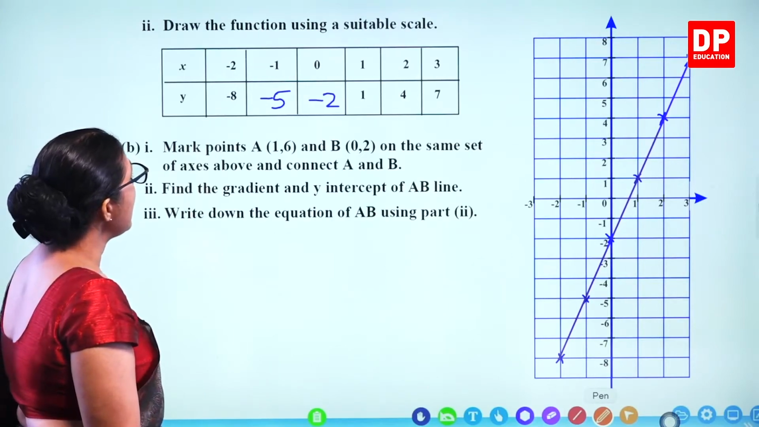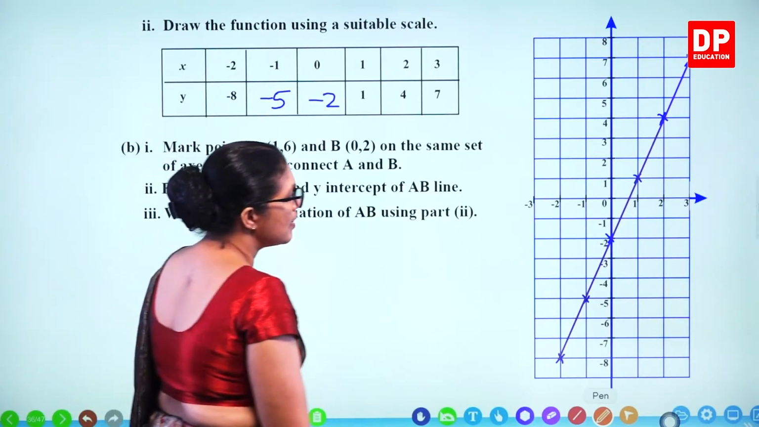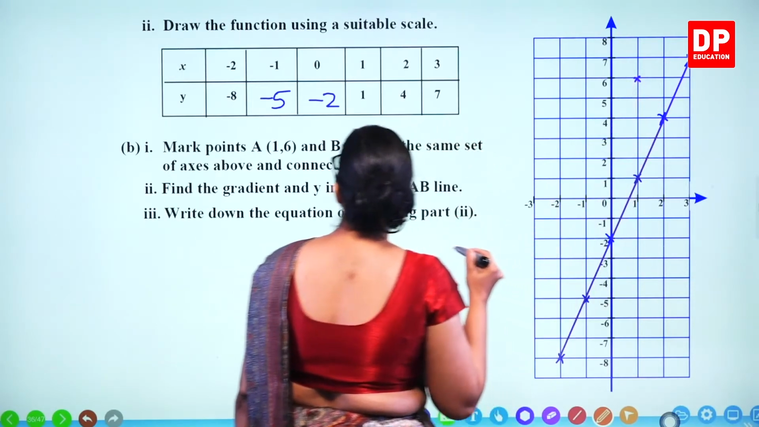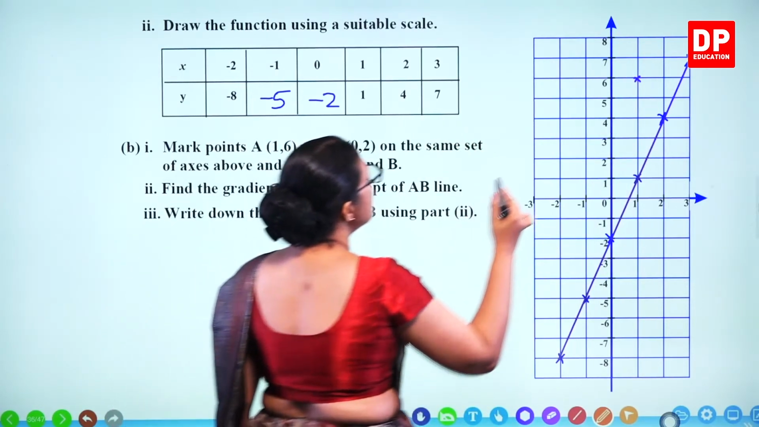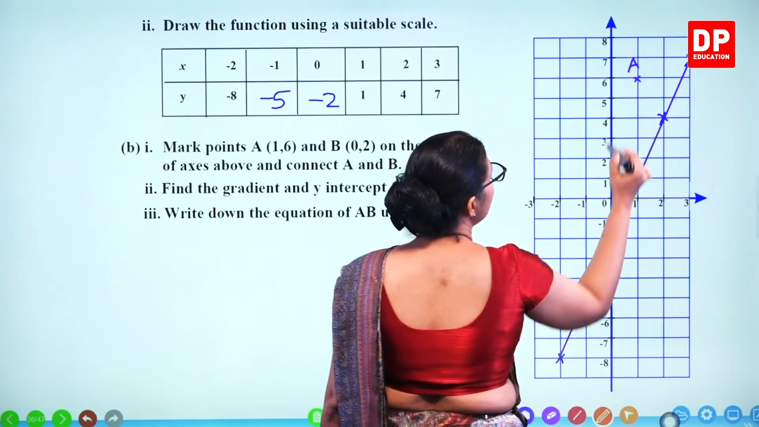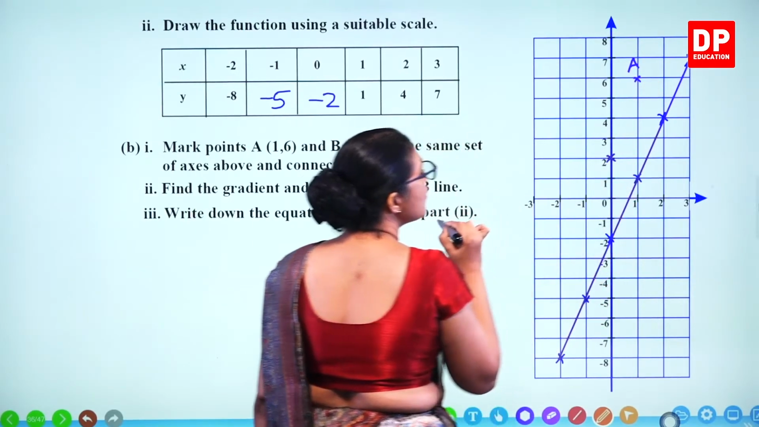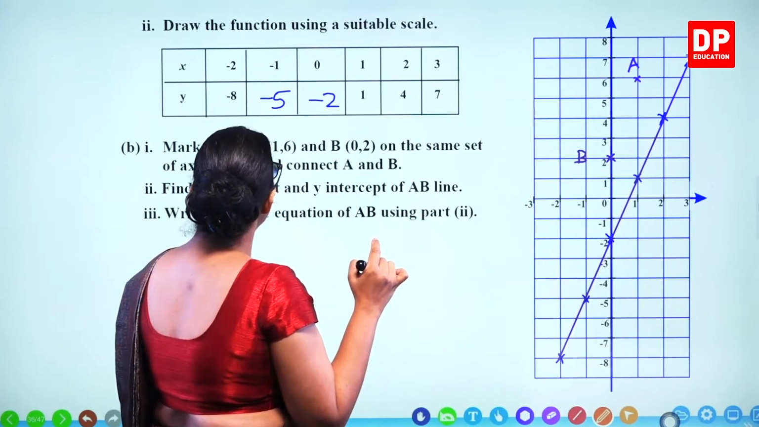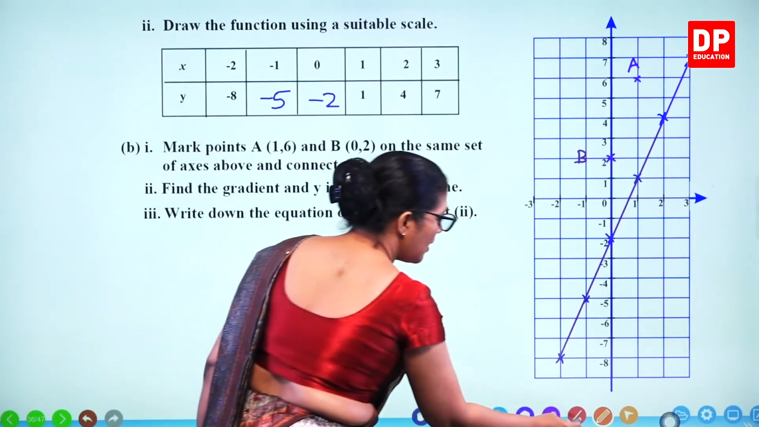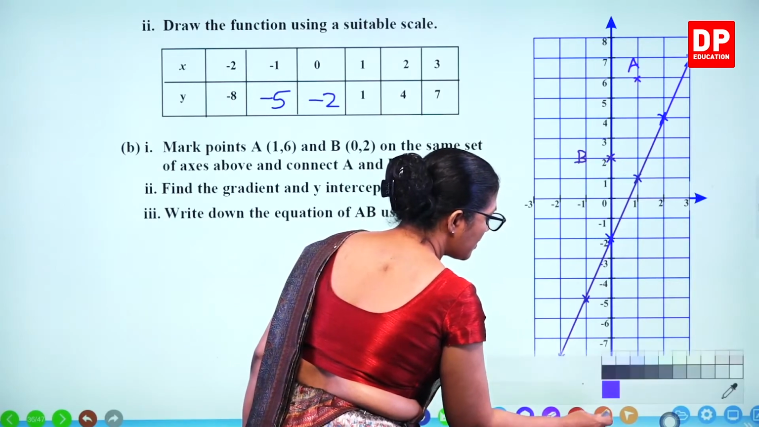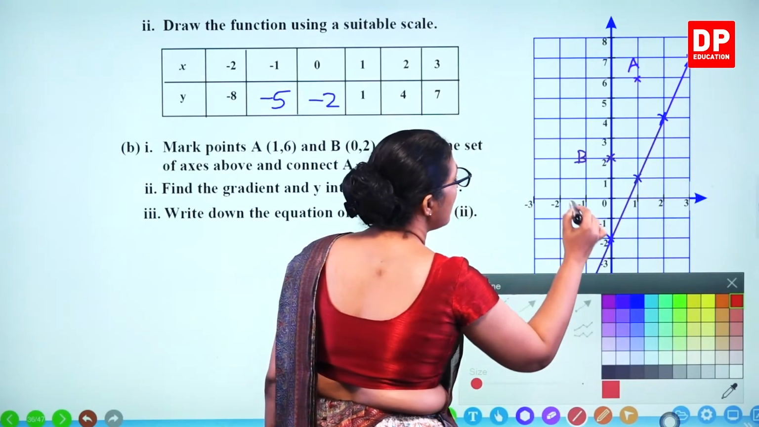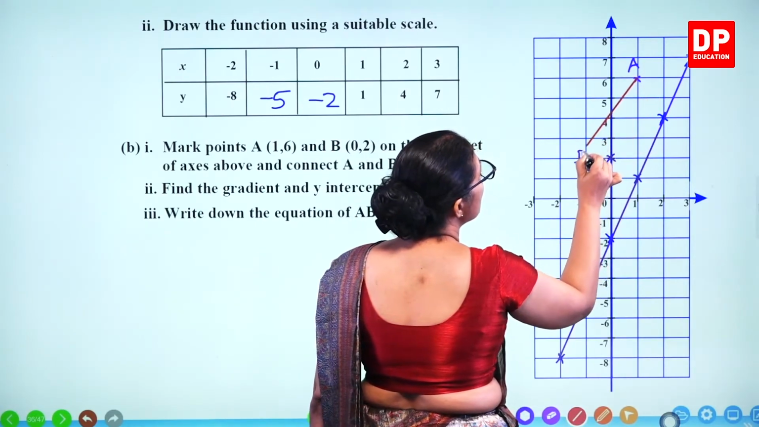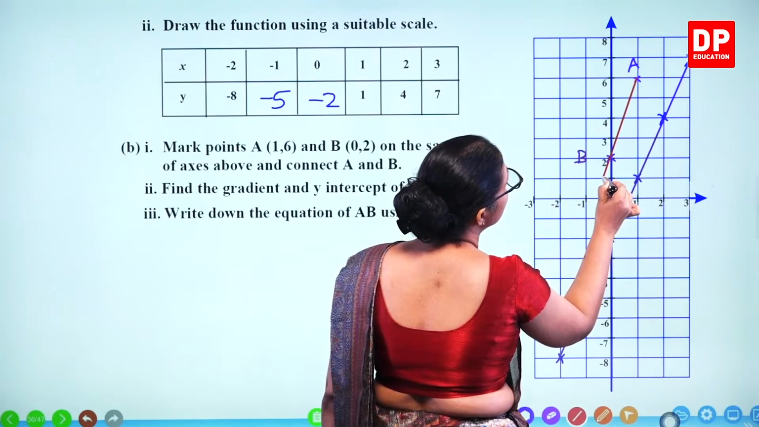Mark the points A, that's 1, 6. 1, 6, this point. And B is 0, 2. This point, 0, 2, that's B. And connect A and B. So I'll take a different color now, red color. So we need to connect these 2 points.